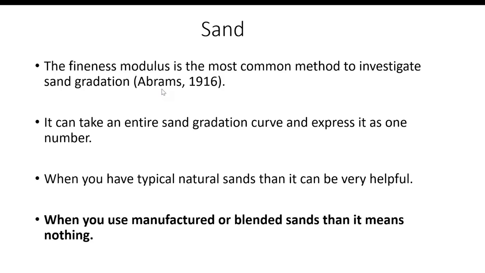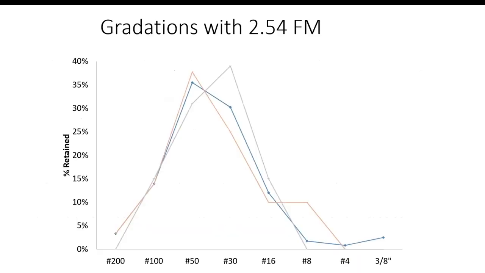And I think for natural sands, it's still great. But with modern sands, blended sands, manufactured sands, even some of these weirder sands that I'm starting to see, I don't think the fineness modulus is the best way to look at our sands anymore. Let me explain what I'm talking about. This is percent retained over here. These are the sieve sizes.